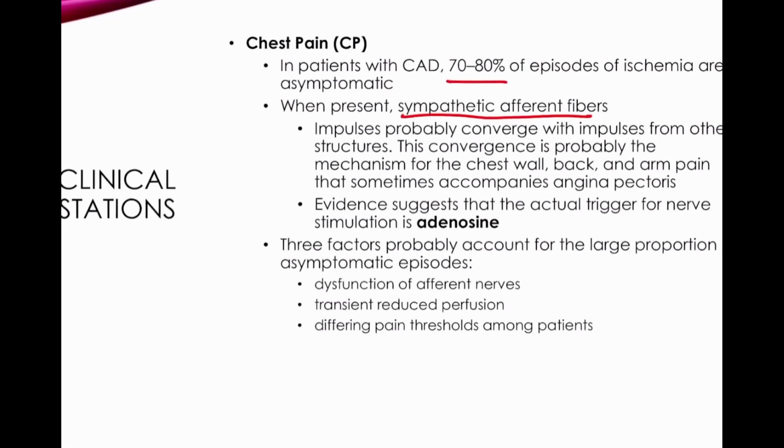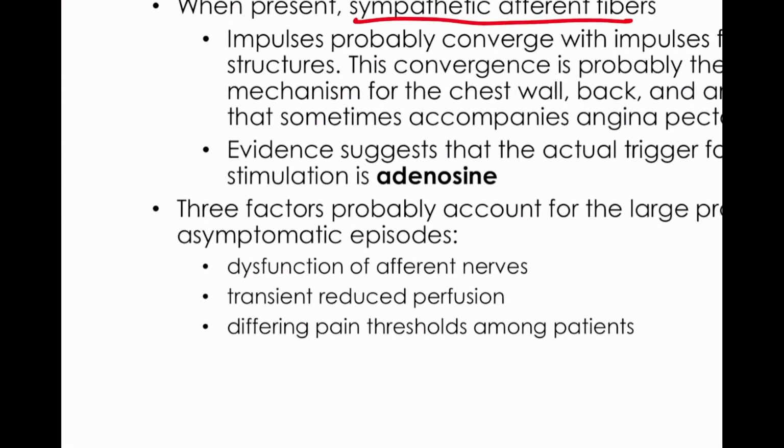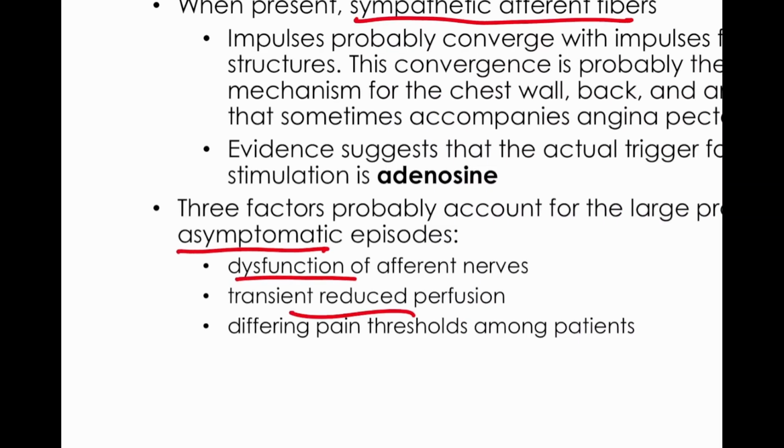As far as why people have asymptomatic episodes, here's your autonomic dysfunction, dysfunction of the afferent nerves. They're not working well. Transient reduced perfusion, it wasn't long enough. It was just a little bit, and then it came back. It wasn't enough to produce enough of a chest pain.